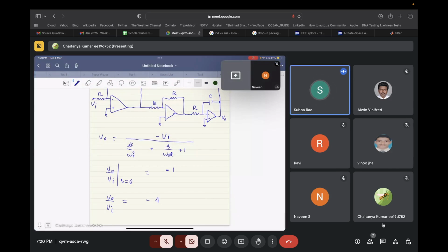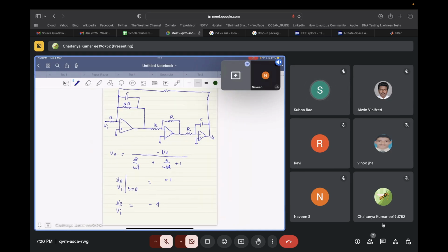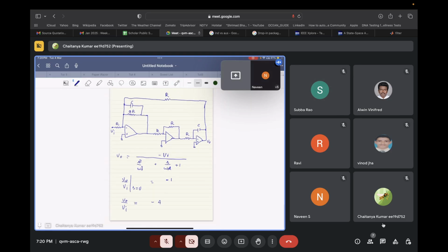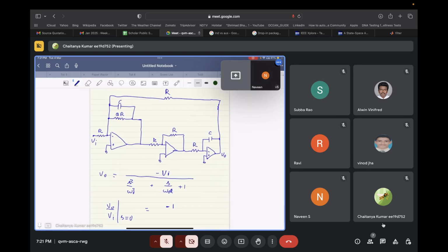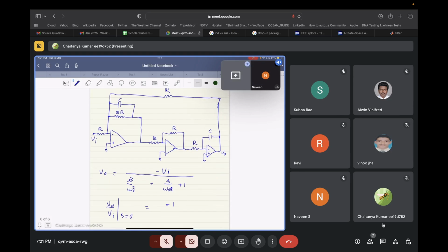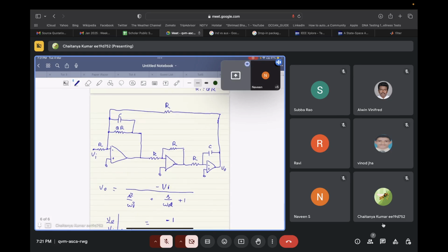Yes, sir. Yeah. So let's say instead of a unity gain, we wanted some gain of A. So how will we go about doing that? Let's try to figure out. So what is our DC gain? How do we get our DC gain? We get DC gain. At DC, what will happen? So let's try to build the DC circuit of this thing.